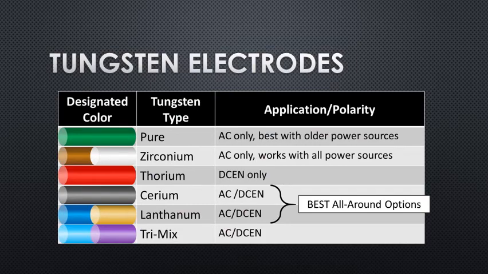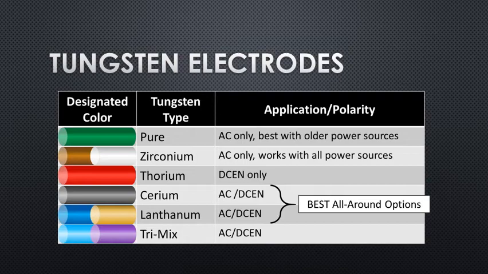All right, if we take a look at the following tungsten electrode chart, it lets us know that pure and zirconium work best in AC because they tend to form a ball when welding, which is typically a consequence of using AC that has a little bit of electrode positive in it. Pure tungsten forms a large ball, so it's best with older power sources. Zirconium, again, can only be used with AC, and it's actually an X-ray quality substitute for pure tungsten.